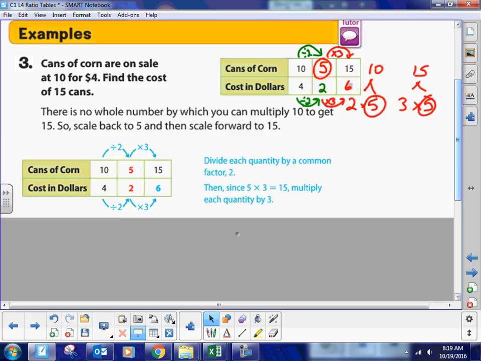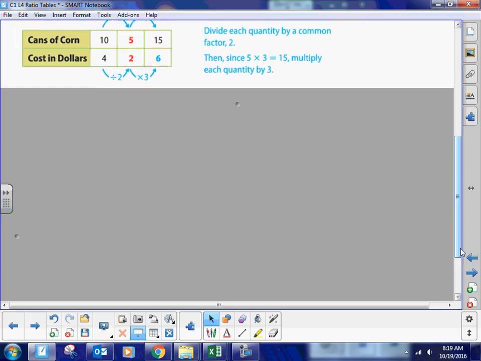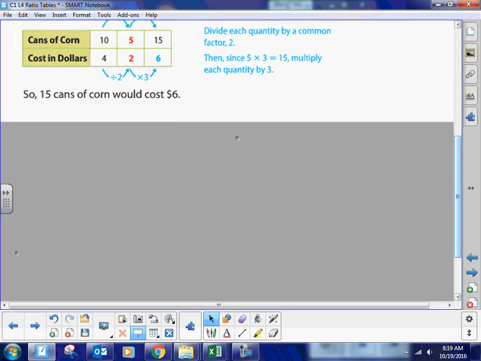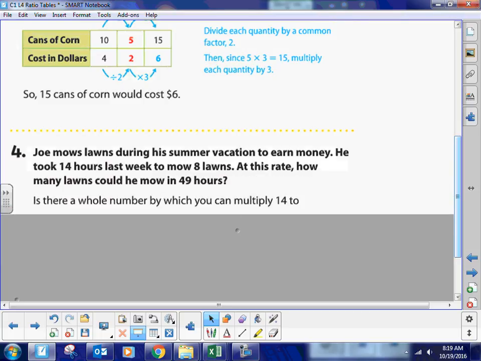And then you have to figure out how you get 10 to look like 5, and then figure out how to get 5 to look like 15 through division and multiplication. And it gives you a little more to think about. Okay, because sometimes they set it up so that it works, but I don't know. Okay, so 15 cans of corn will cost $6. All right, here we go again.